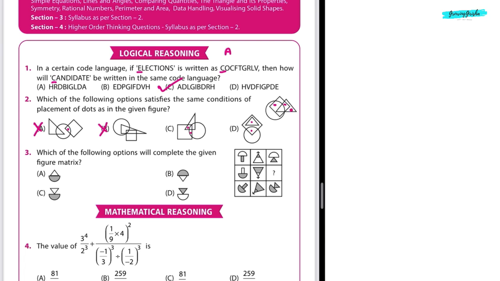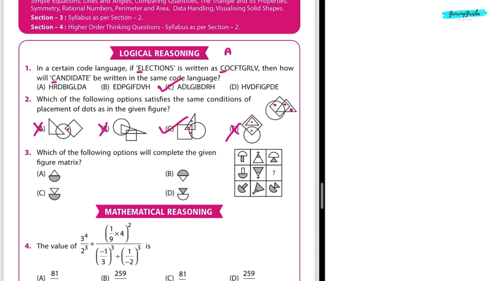The third dot is alone in the triangle only, which is possible only in option C. In option D, it is not possible because the whole triangle is coming in the square. So option D will also not be the answer. Correct answer is option C. The figure in option C satisfies the same conditions of placement of dots as in the given figure.